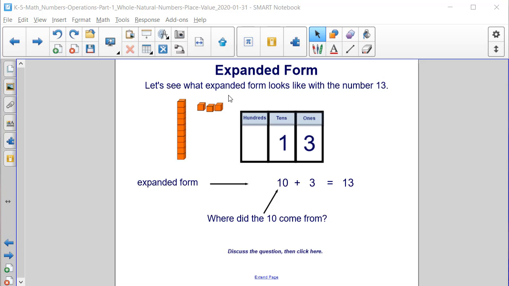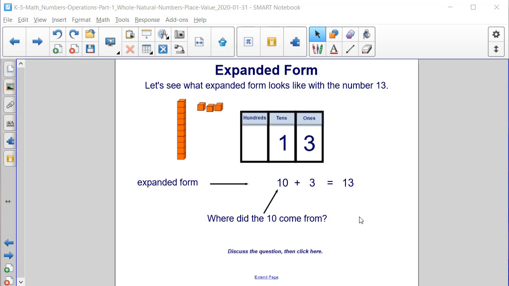Let's see what expanded form looks like with the number 13. In the number 13, we have a 1 in the tens column, and we have a 3 in the ones column. And with the blocks, the 1 is represented by this stack, and we have 3 individuals. When we write the number 13 in expanded form, it is 10 plus 3, which does equal 13. The question is, where does this 10 come from?